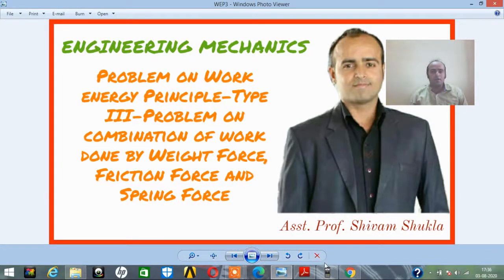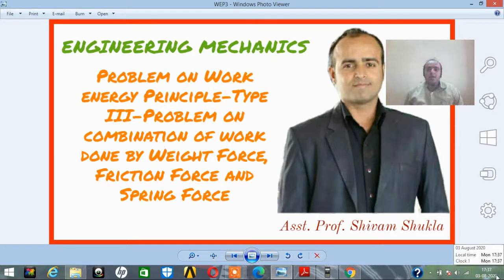This is Shivam Shukla and here I am to solve a problem on engineering mechanics. It's a problem on dynamics, module number 6, that is kinetics of particles. The topic is work energy principle. It's a type 3 problem: a problem on combination of work done by weight force, friction force and spring force. So work done by weight force, then work done by friction force and work done by spring force.